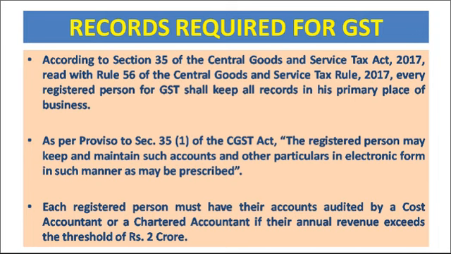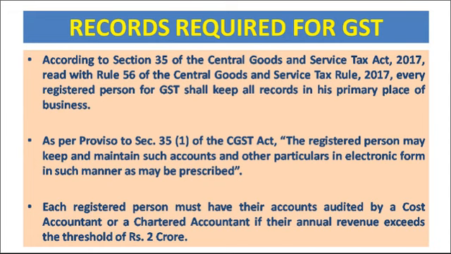Then, the GST Act prescribed certain records for filing the GSTR returns. According to Section 35 of the Central Goods and Services Tax Act 2017 (CGST), read with Rule 56 of the Central Goods and Services Tax Rules 2017, every registered person for GST shall keep all records in his primary place of business. See, the records should be maintained in the primary place of their own business. We can say head office or prescribed office.